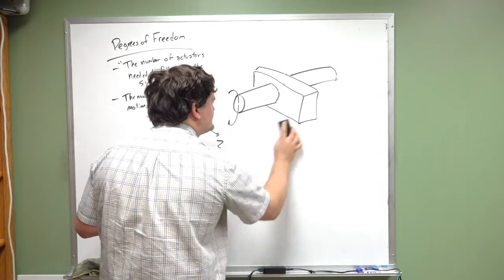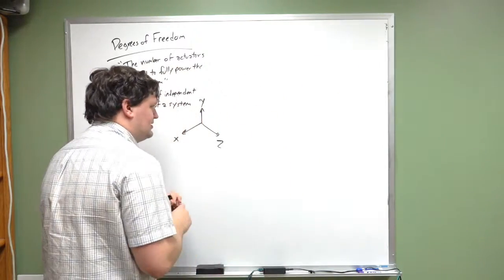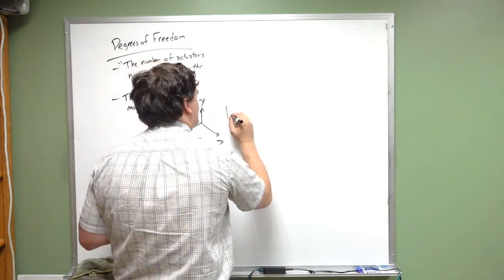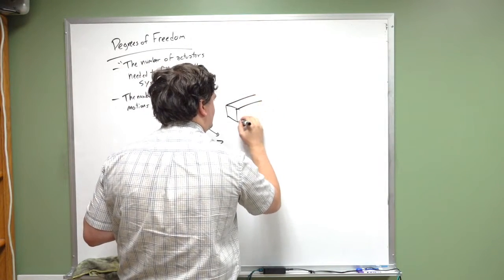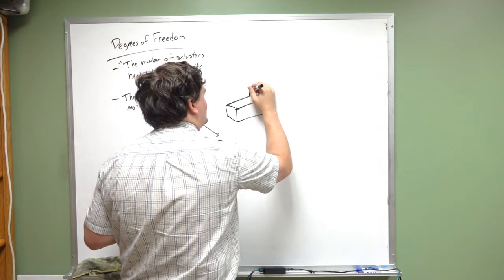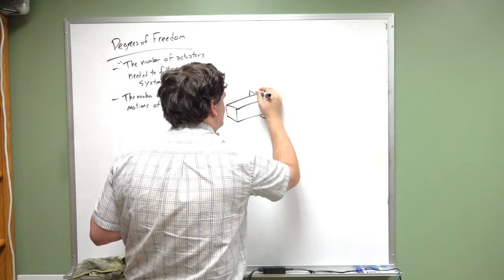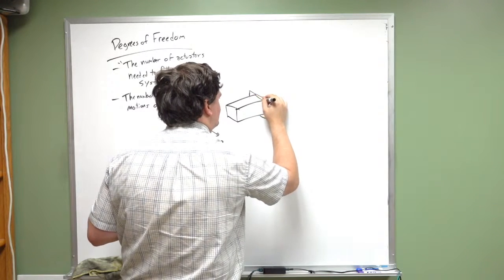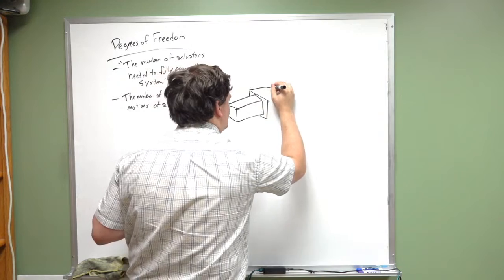Now, we can see a similar joint when we have something like this. Say you have a square rod and you have a component that sits on the square rod like this. A slider that slides on top of it.